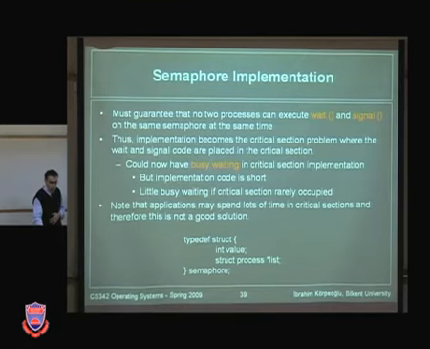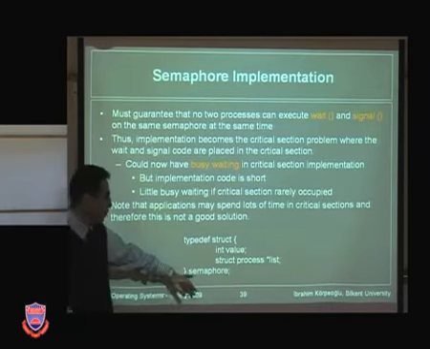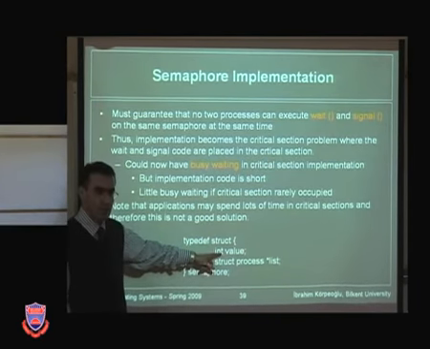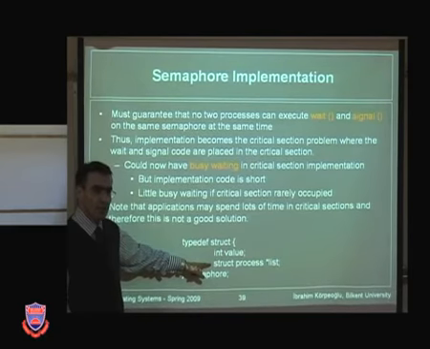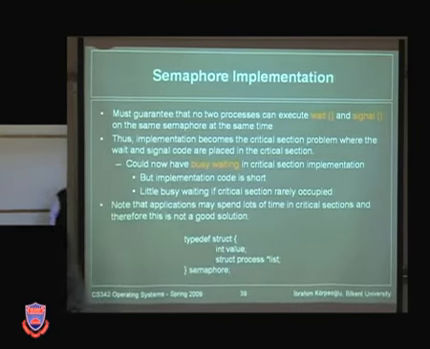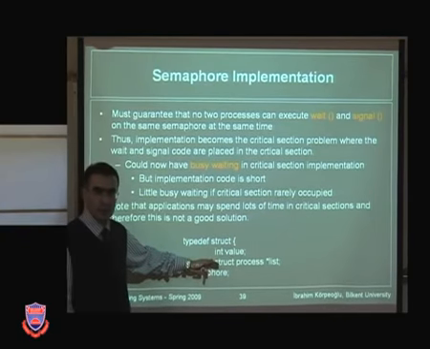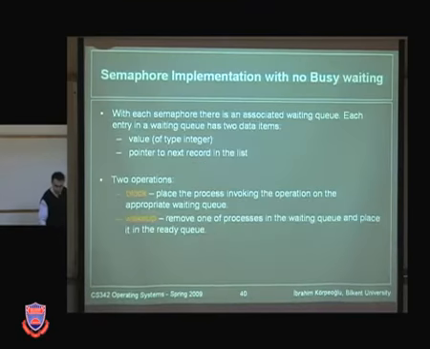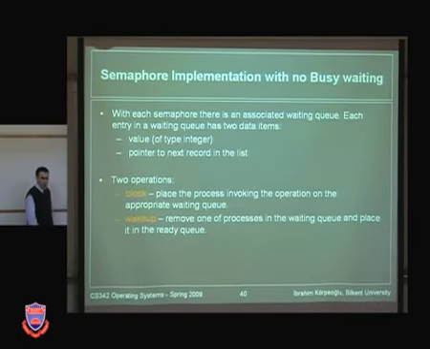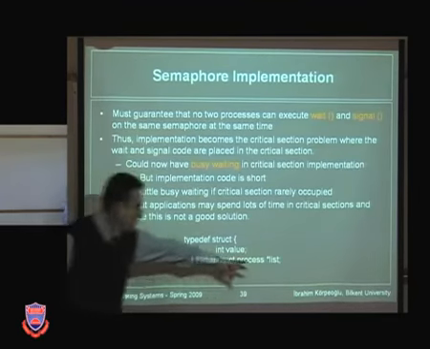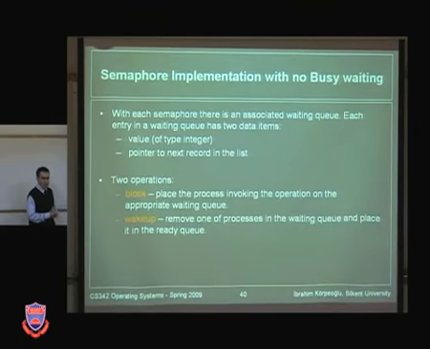So now let's look at how we can implement this. In the kernel, we can use such a structure, for example, to represent a semaphore. A semaphore has an integer value field, plus a linked list of processes that may possibly be waiting on the semaphore, initially empty, okay? So this may be the semaphore structure defined inside the kernel. Whenever you create a semaphore, an instance of that structure will be created, the semaphore may be initialized to some value, and the list of processes waiting on the semaphore will be empty initially, right? With each semaphore, we have an associated waiting queue, this list, okay? And each entry in a waiting queue has two data items: a value of type integer, and a pointer to the next record in the list.